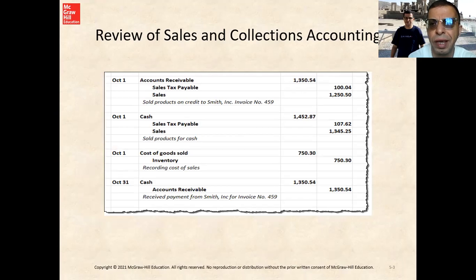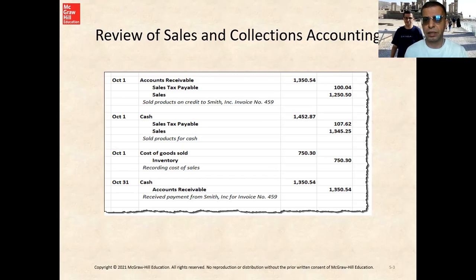Now, most of you took Accounting 1 and probably remember this. When you make a sale, how do you post it? You post accounts receivable if you're not getting paid cash. In the accounts receivable, let's say $1,350.54. Out of that, you have the sales part and the sales tax payable, because you're collecting on behalf of the government to pay the taxes also. So the sales tax payable is $100.04, and sales is $1,250.50. You have to balance these things in your ledgers and accounts receivable.